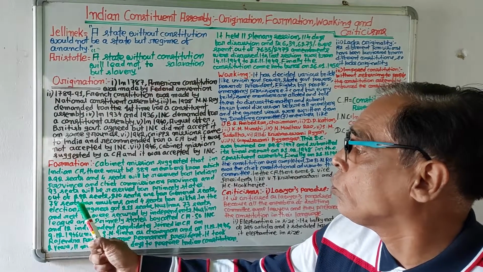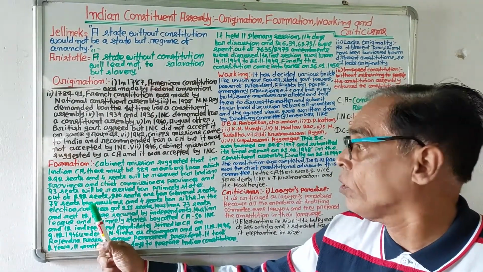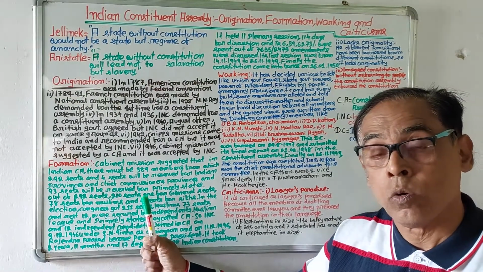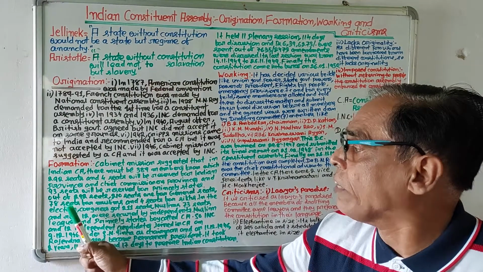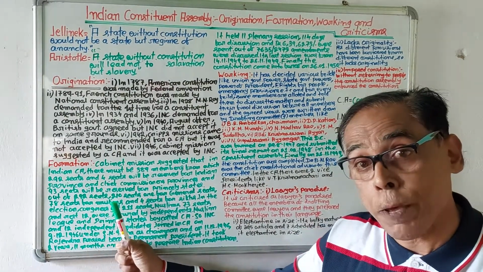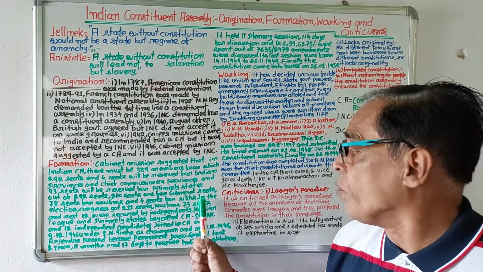So out of 292 seats, 200 seats will be reserved for the general people, 78 seats will be reserved for the Muslim people, and 4 seats will be reserved for the Sikhs.